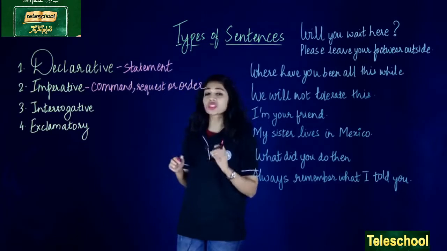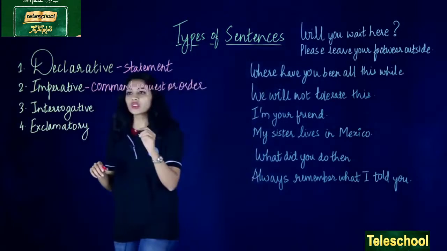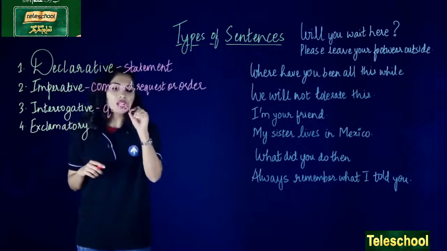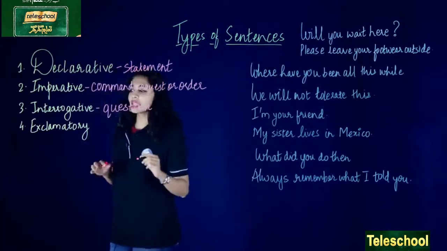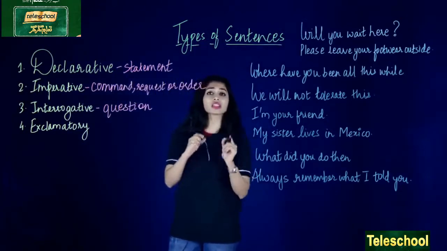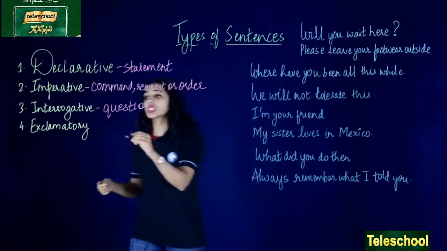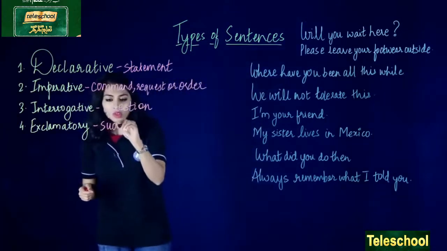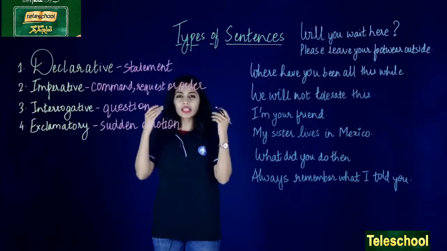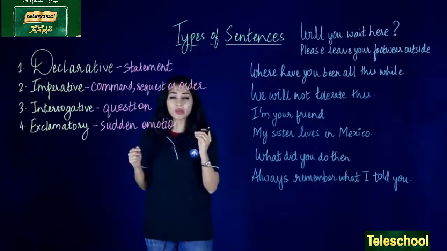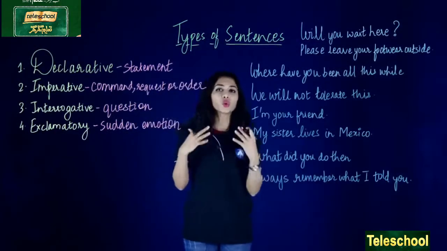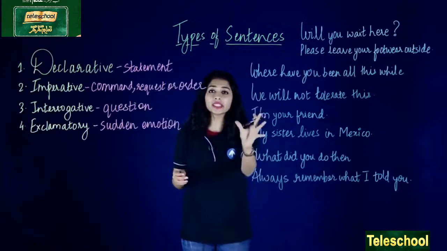Let's come to the third type, which is interrogative sentences. Interrogative sentences, just keep one thing in mind, that they are used to ask a question. Let's look at the fourth type, which is exclamatory sentences. Exclamatory sentences are used to express a sudden or strong emotion. So the first thing that should come to your mind when I say exclamatory sentences is sudden emotion or strong emotion.